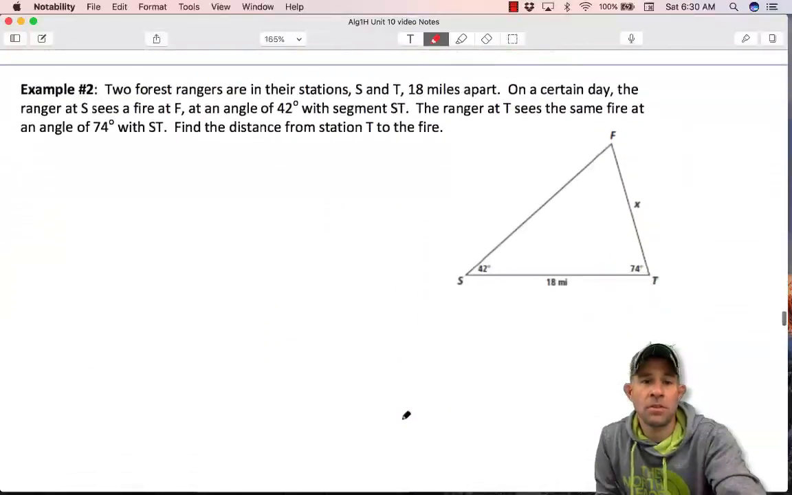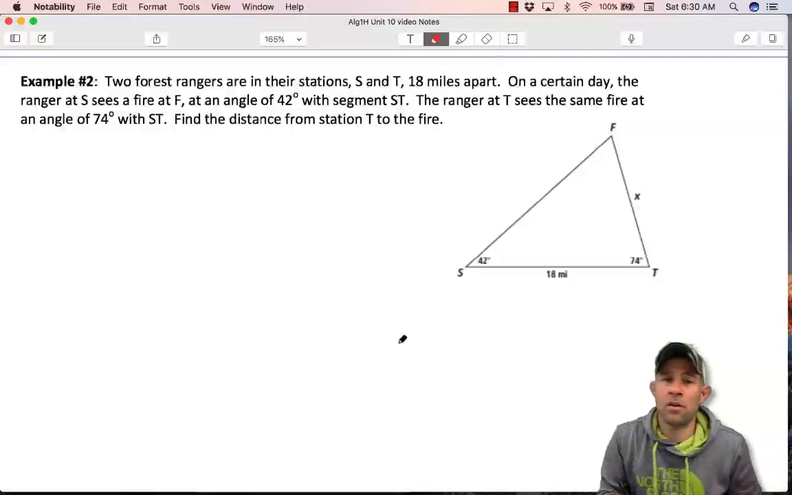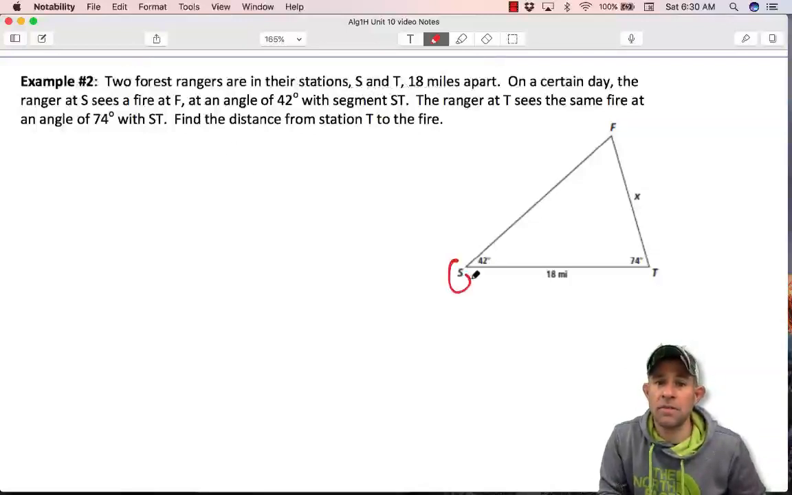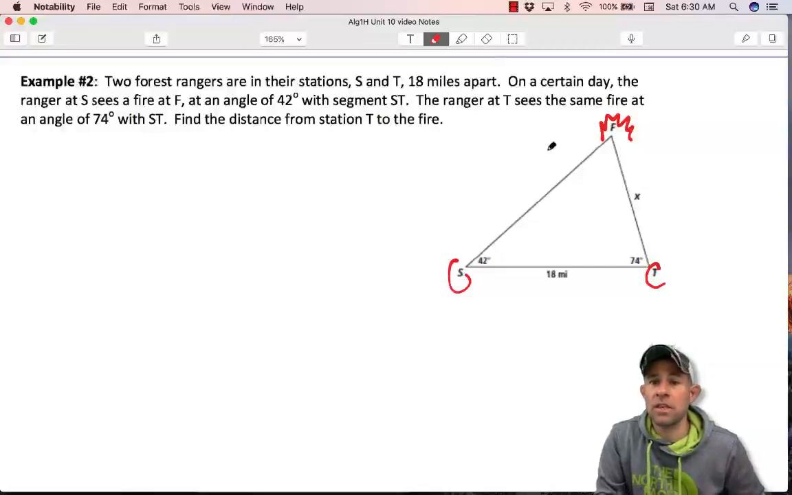All right, let's jump into example 2, where we're going to apply our law of sines. So it says two forest rangers are in their stations, S and T, and they are 18 miles apart. On a certain day, the ranger at S sees a forest fire at F, so we'll make a little fire here, at an angle of 42 degrees with the segment ST. The ranger at T sees the same fire at an angle of 74 degrees with ST. Find the distance from the station T to the fire. So you can see here, this is the side of the triangle that we want to find.